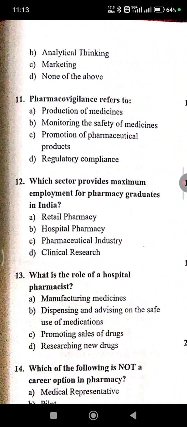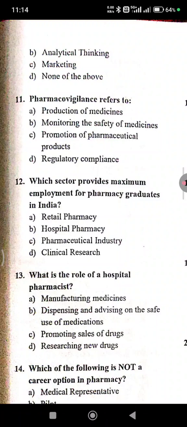Pharmacovigilance refers to option number B, monitoring the safety of medicine. Pharmacovigilance's main function is monitoring the safety of medicines, not production of medicine. It cannot promote pharmaceutical products, and it cannot regulate compliance. The correct answer is monitoring the safety of medicines. Let's go to question number 12.